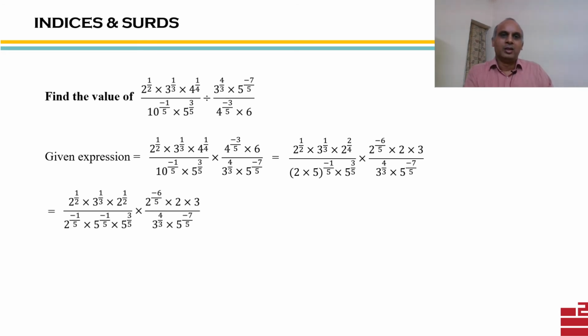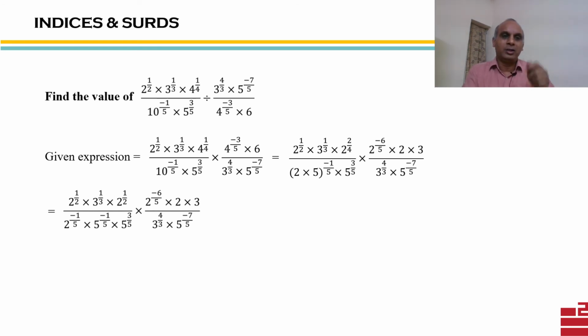Further, applying the laws of exponents or surds, we will get this. Like in the denominator first fraction, we have (2 into 5) to the power negative 1 by 5, which we segregated as 2 to the power negative 1 by 5 into 5 to the power negative 1 by 5. Other terms are mostly kept the same. I hope you can understand all these calculations.